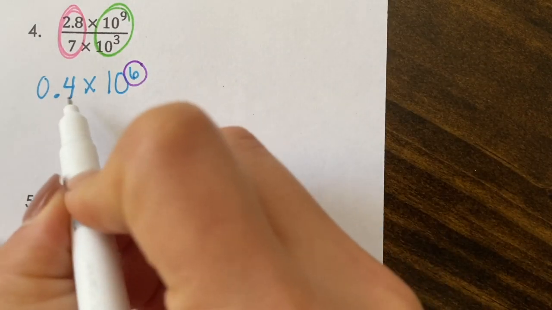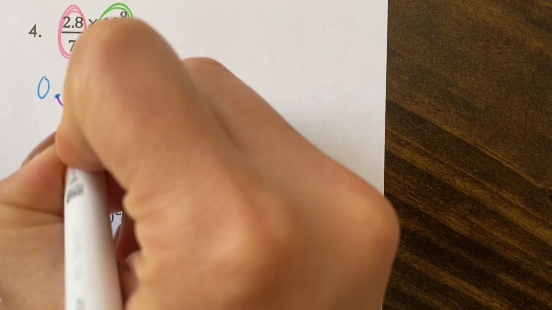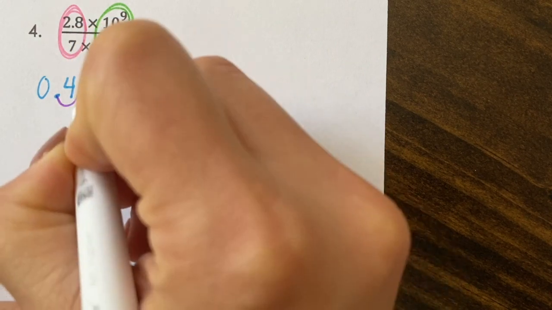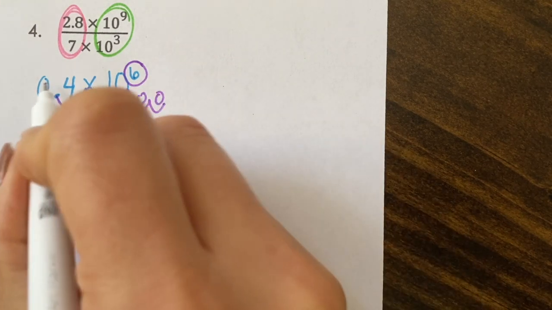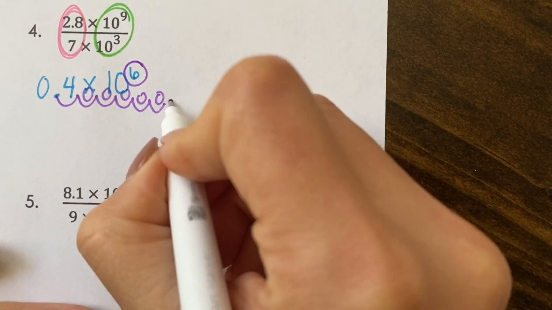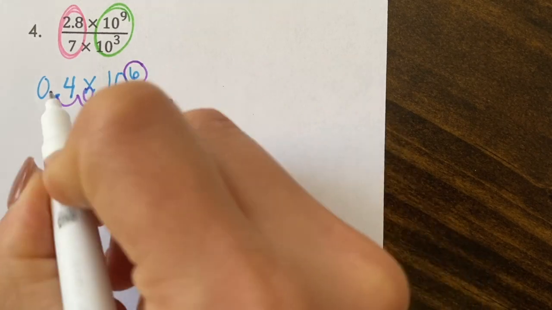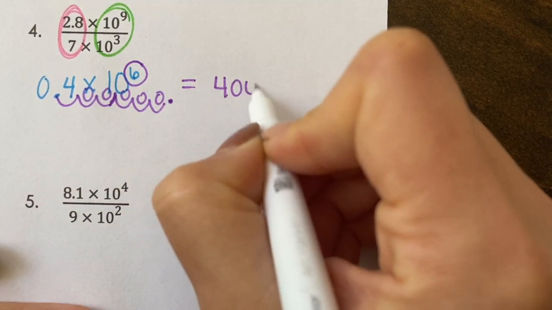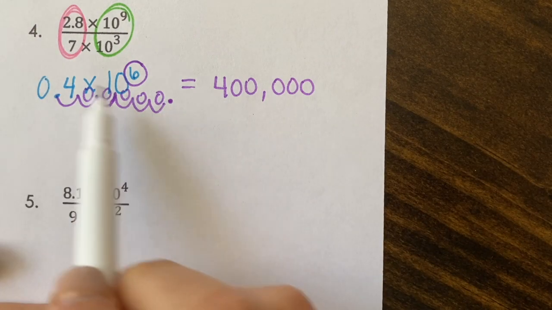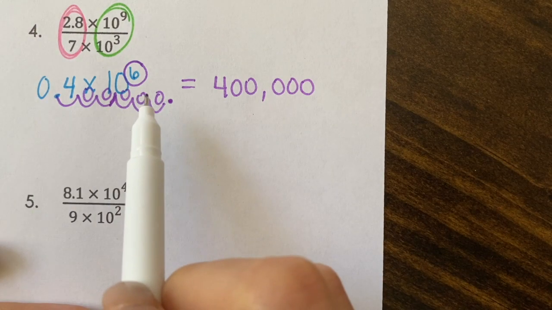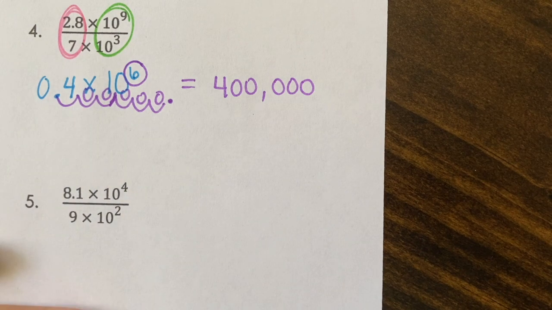This exponent means you need to move this decimal 6 to the right. 1, 2, 3, 4, 5, 6. So you have 1, 2, 3, 4, 5 zeros. Remember, this 0 doesn't count anymore because your decimal is all the way to the right. So this whole number is 400,000. So the answer to your problem is 400,000. This way is written in the format of scientific notation. However, it's not correct because this number in front was too small.